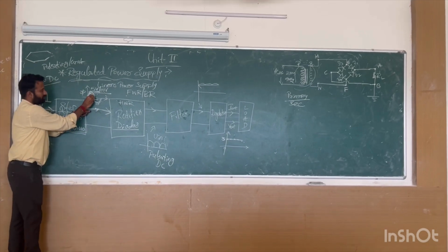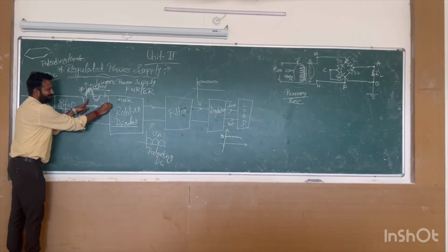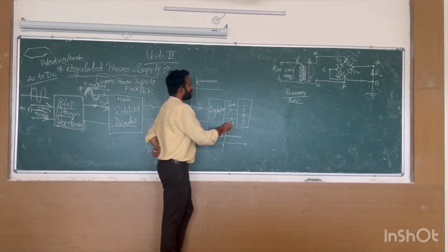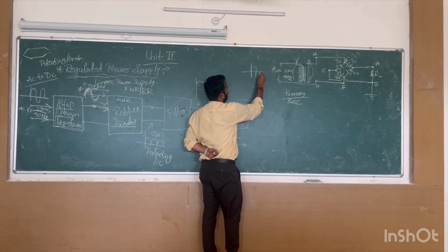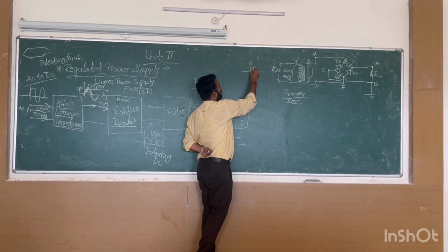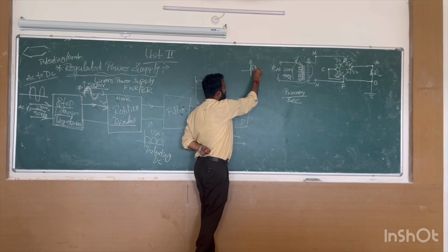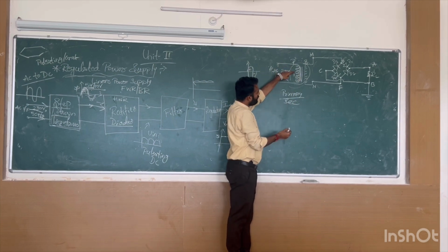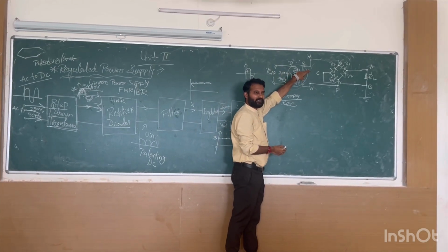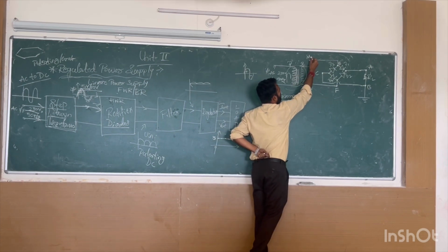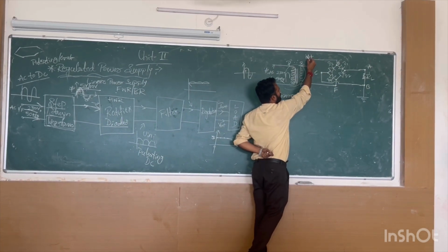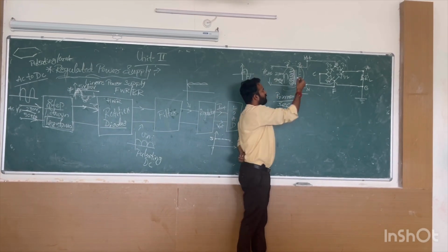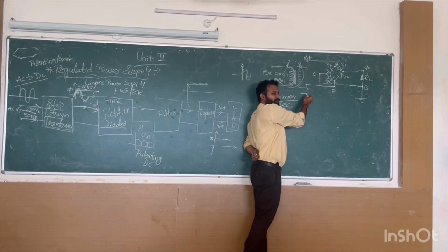Now the positive half cycle. When you apply a positive half cycle at the input of the rectifier, focus here. This is your input, positive and negative. For the positive half cycle, the voltage induced at the secondary coil will be positive at M with respect to N, which means it will be negative at N.